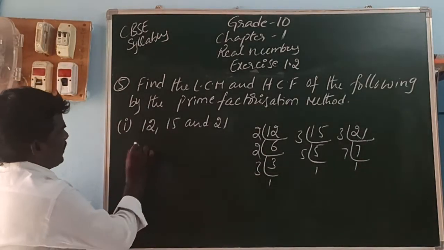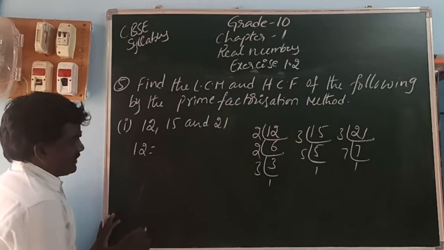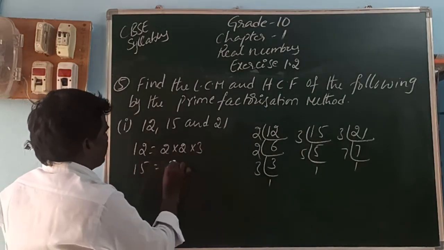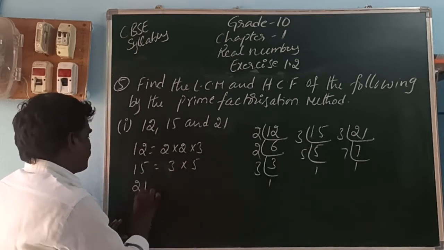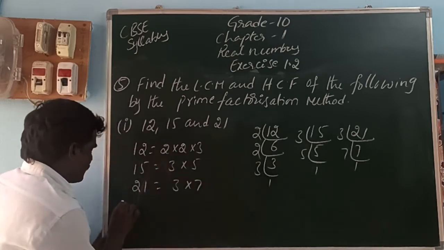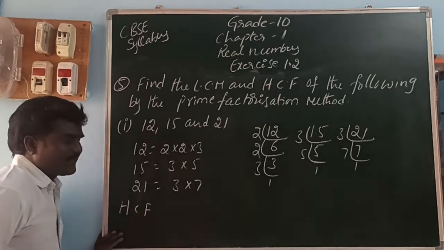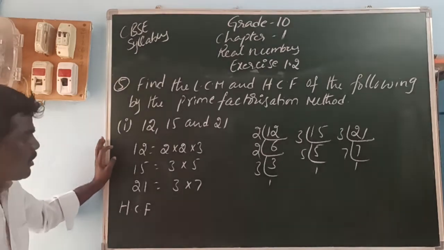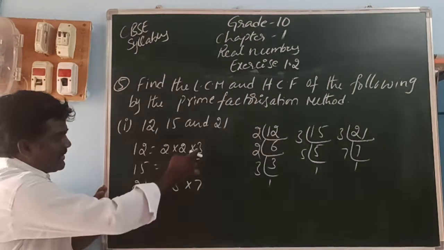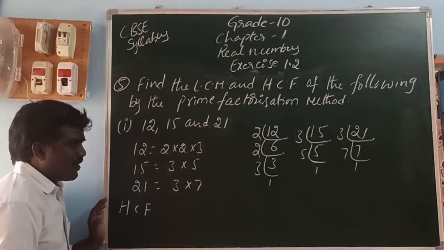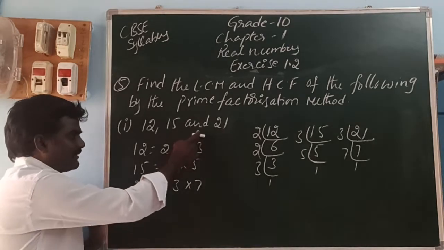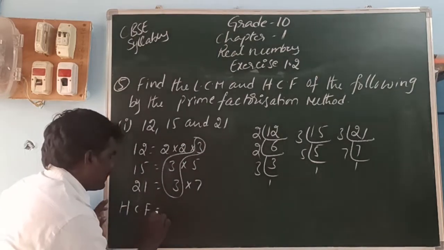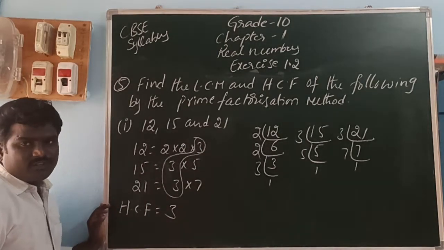So here 12 we can write as a product of prime factors, that is 2 into 2 into 3. 15 we can write as 3 into 5. 21 we can write as 3 into 7. So HCF means what? The product of the least multiple of all common prime factors. In these three numbers' prime factorizations, what is the common prime factor? 3. Okay, so 3 is the HCF of 12, 15, 21.